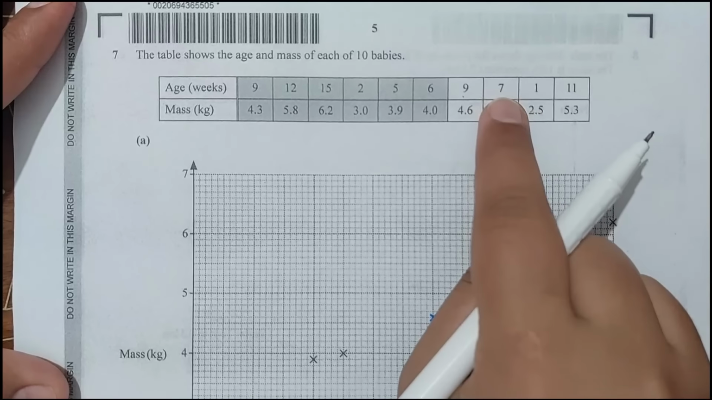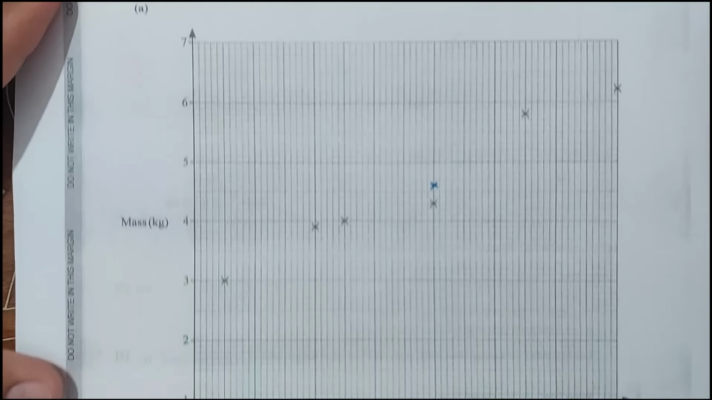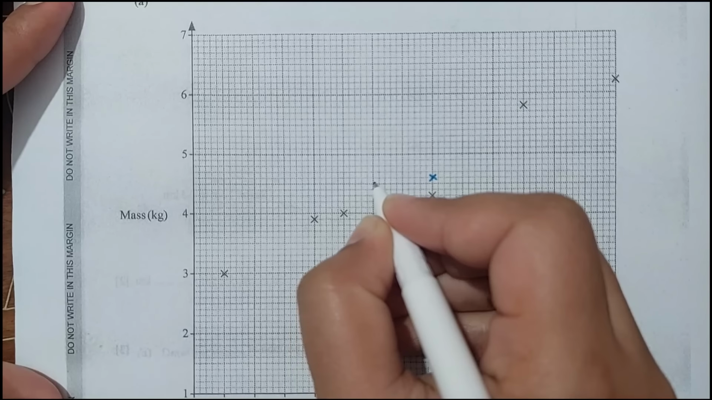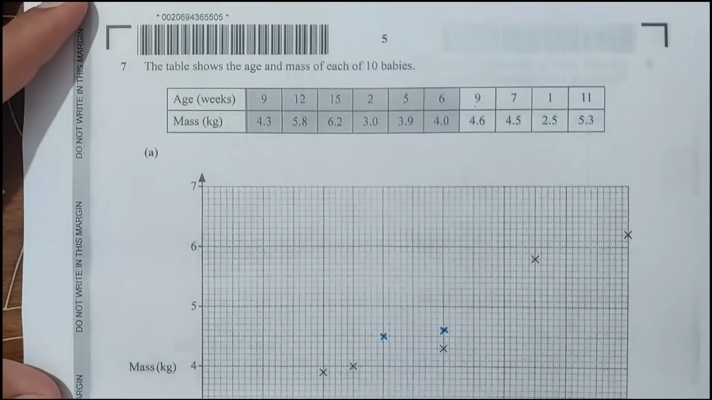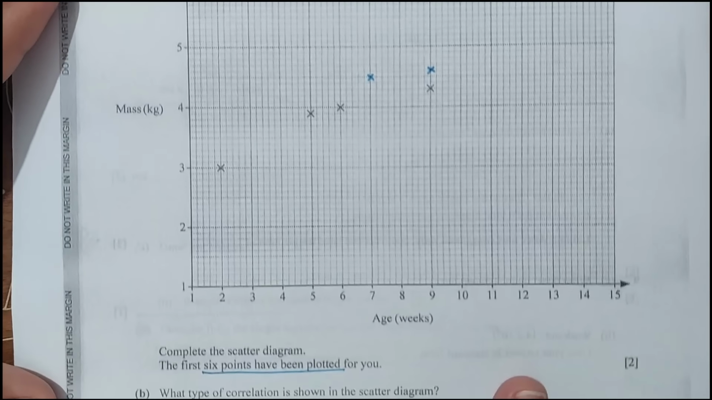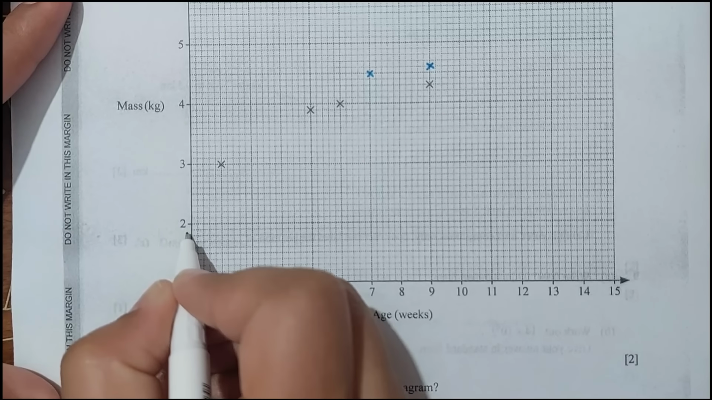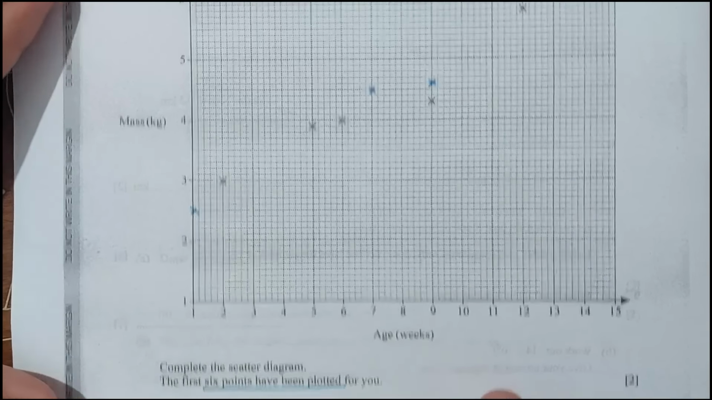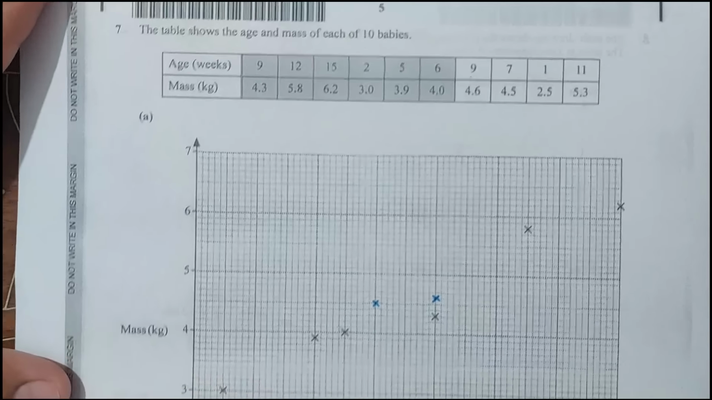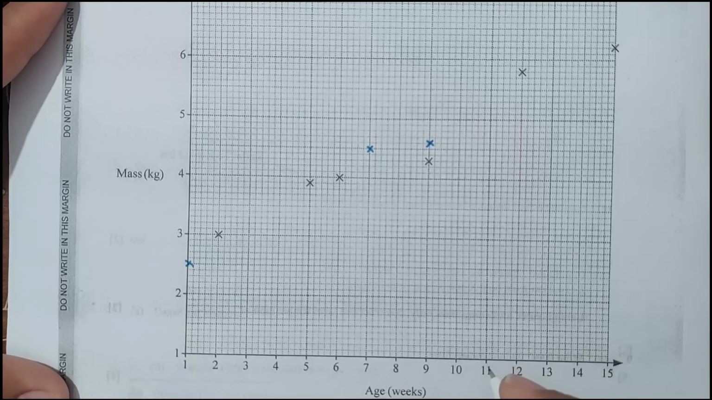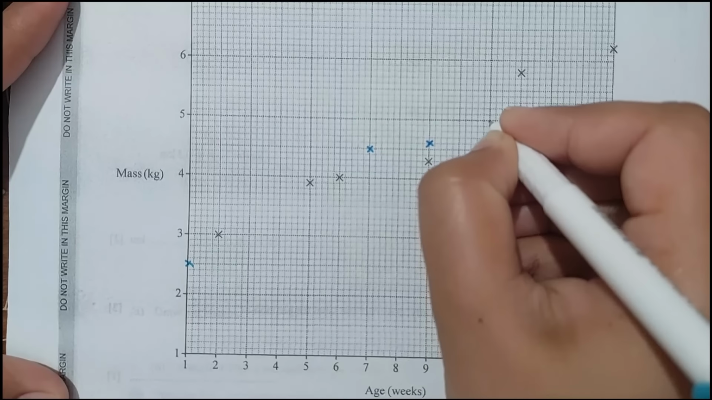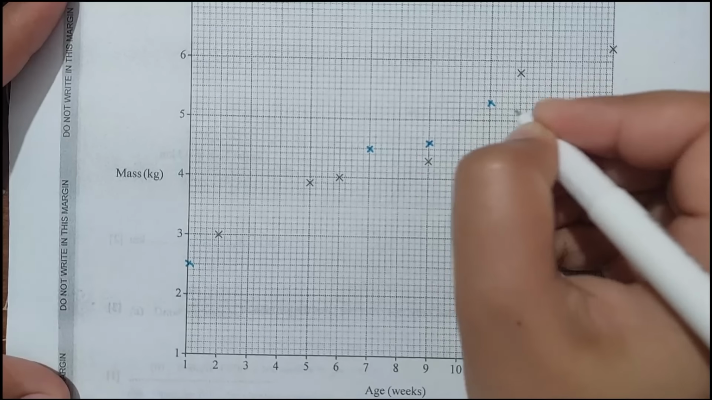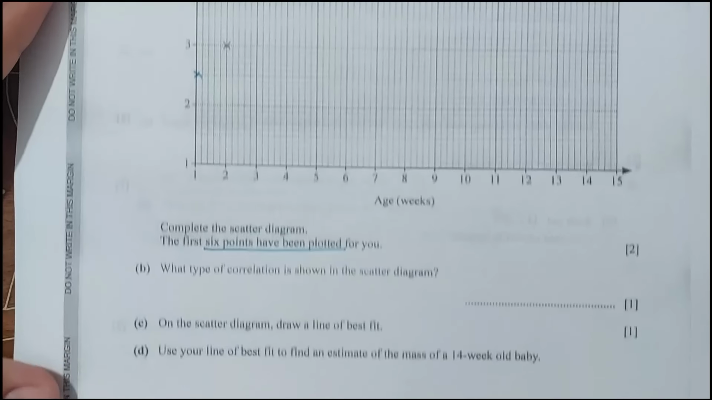When the age is 7 weeks, the mass is 4.5. This is 7 weeks, and 4.5 is over here. Age is 1 week, the mass is 2.5. 1 week, 2.5 is over here. Right. When the age is 11 weeks, the mass is 5.3. This is 5, 5.1, 5.2, and 5.3 is over here. Yeah, the scatter diagram is completed.